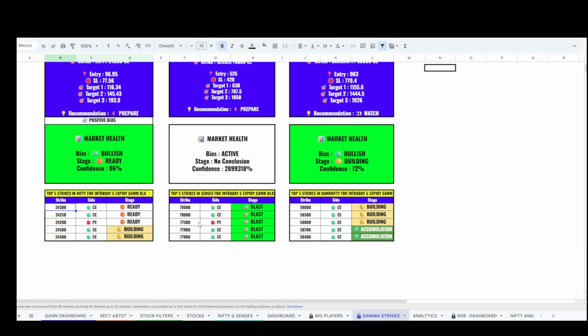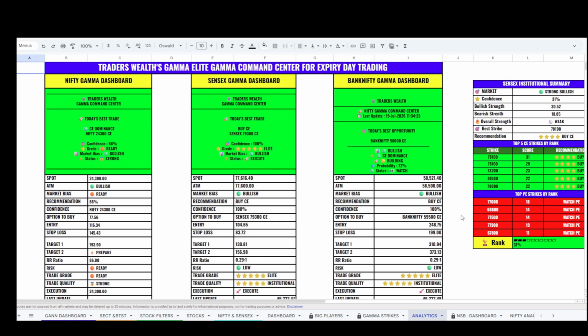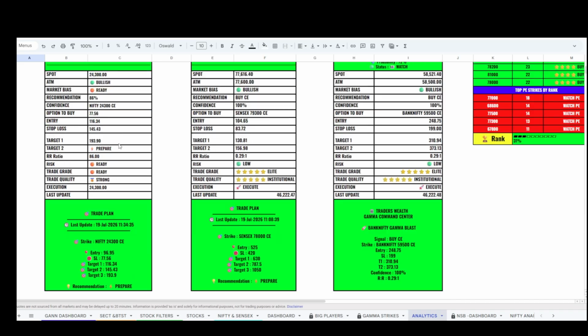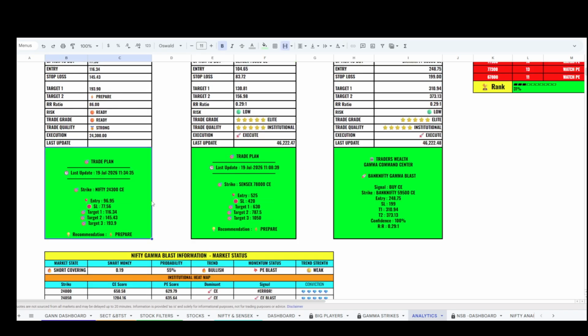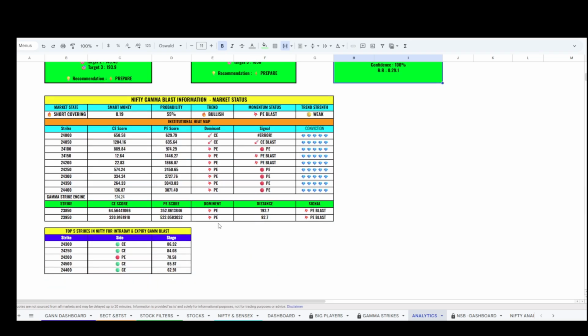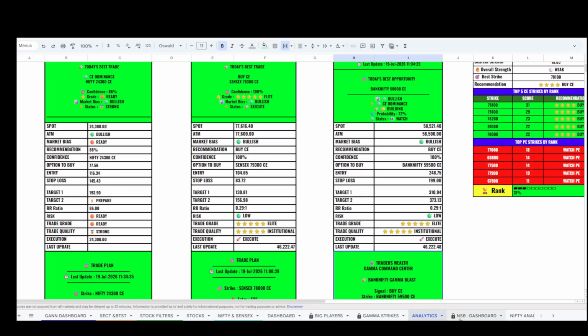Similarly, I have given this for the Sensex and for Bank Nifty also. So this is gamma analytics, which gives you all the information: how much the market is buying, whether it is ready to buy, and what the recommendation is, whether the call option or the put option should be bought. If at all there is a trade, the trade plan is also given. That means entry, target and stop loss are given here. Then there is a dashboard with information about the gamma status. So everything is there in one place.